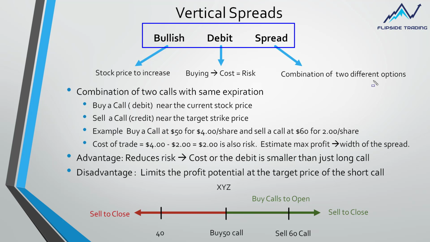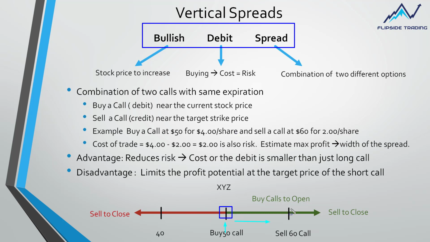We're going to use two different options. So think about this for a second, okay? Here we are, and the stock is trading at 50. We're bullish. We think that the price is going to increase. So the first thing we're going to do is buy an option right here at the 50 call. We're going to buy that option for $4 a share. All right, that's a debit.